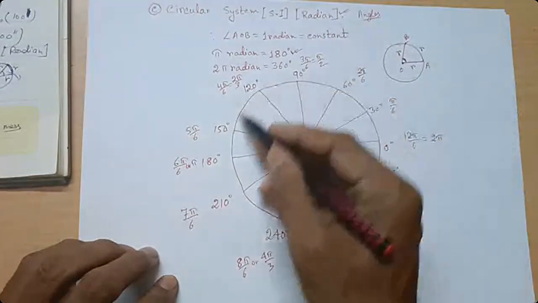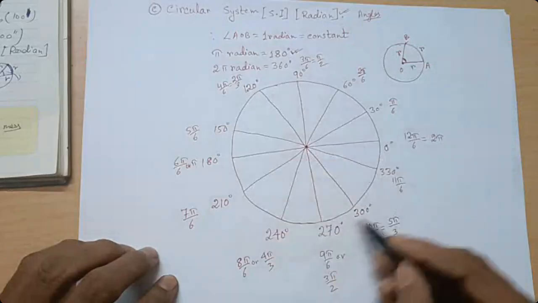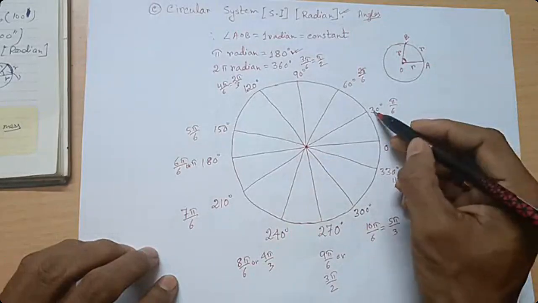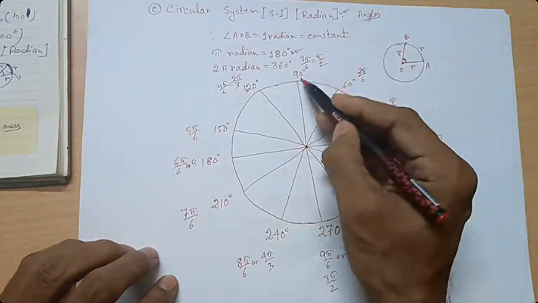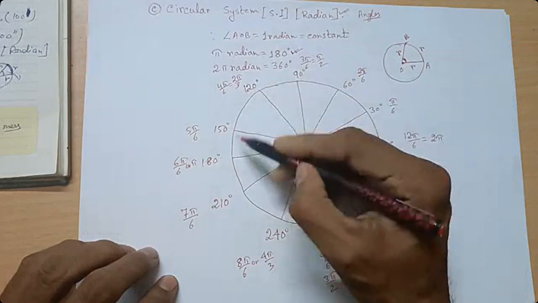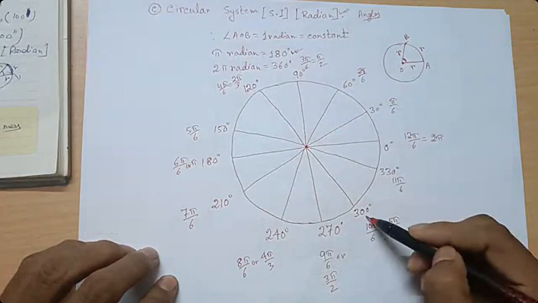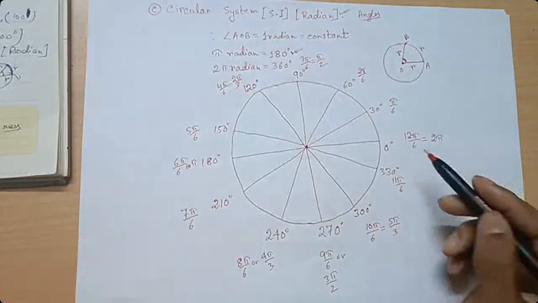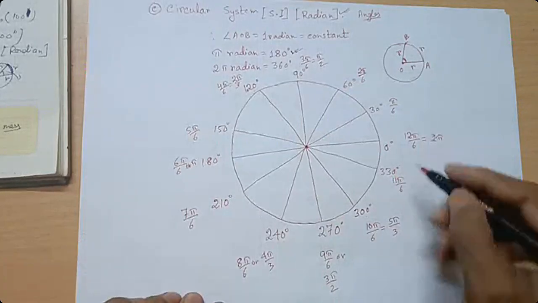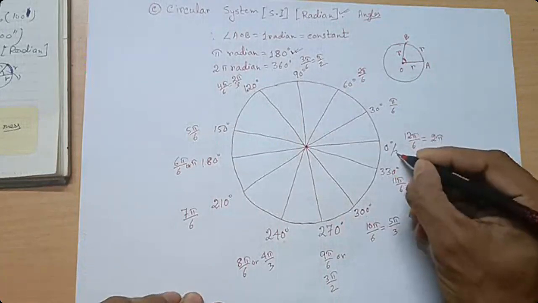And we have made this circle. This is 0 degree, 30 degree, 60 degree, 90 degree, 120 degree, 150, 180, 210 degree, 240 degree, 270 degree, 300, 330 degree, and 0 again, or 360 degree. This is 360 degree.